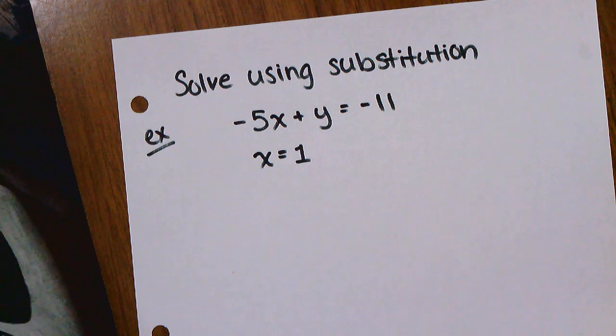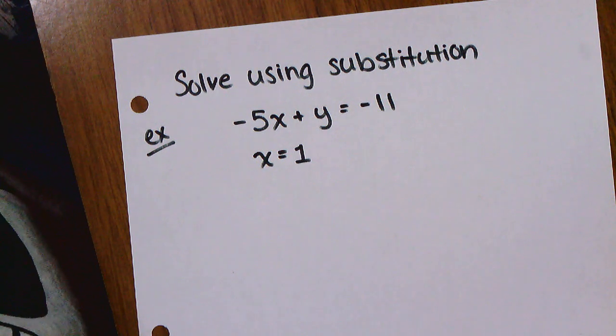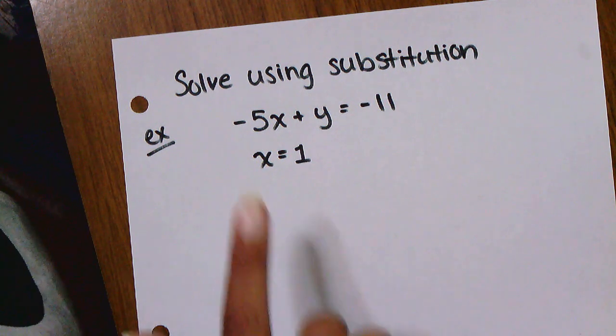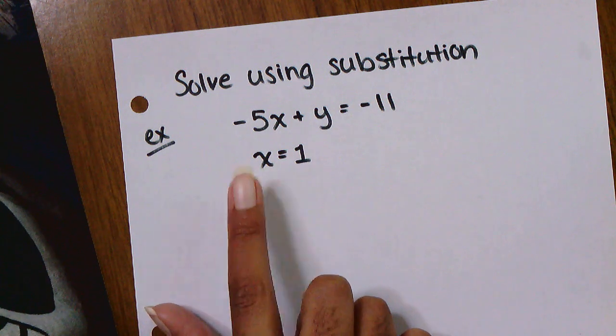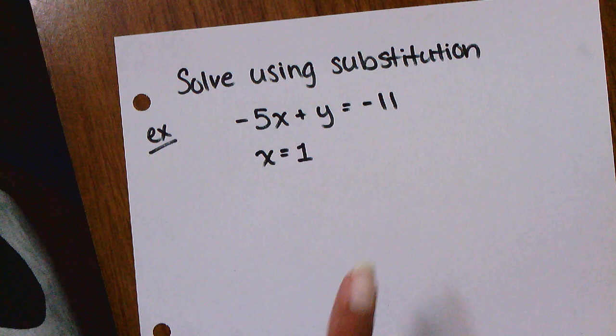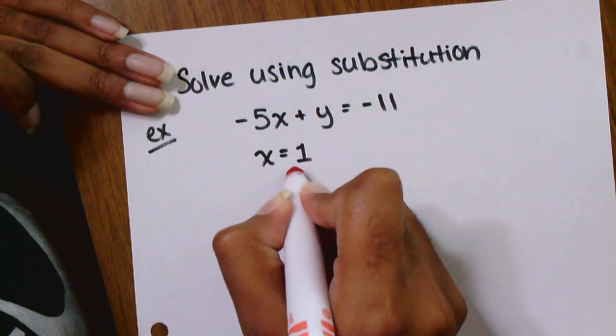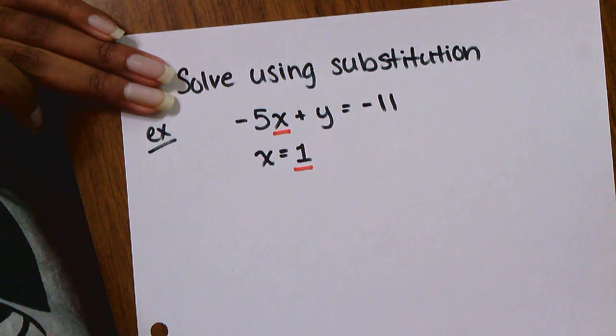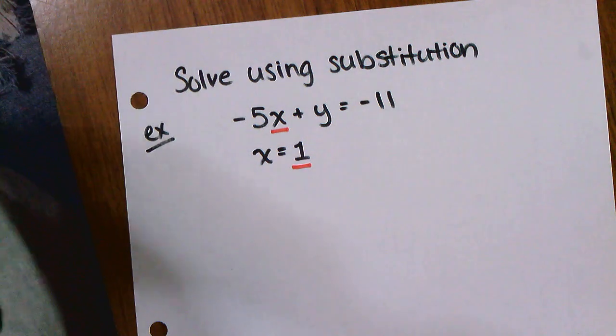This should look pretty familiar since you have one variable already isolated. You already know what x is. X in this example is equal to 1. So all you would do is substitute 1 in for x in your first equation and solve for y.